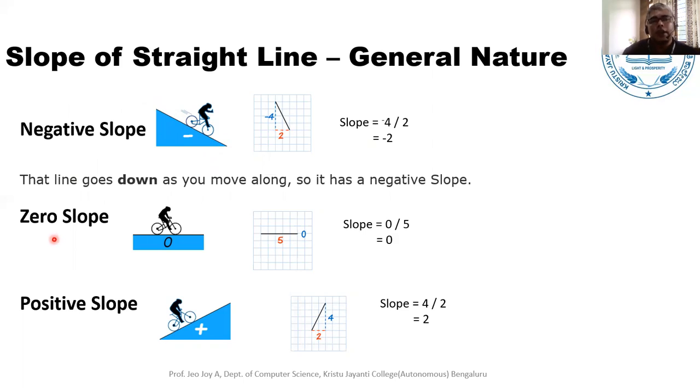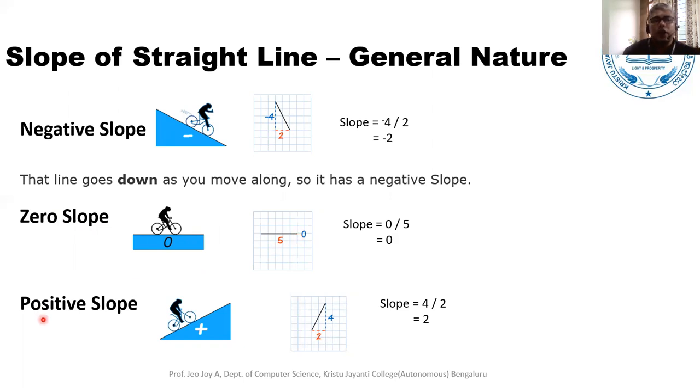Now there are lines with zero slope, the strictly horizontal straight lines like this. Here y2 minus y1, the numerator, is going to be 0, and x2 minus x1 is some other numerical quantity. Such straight lines are considered lines of zero slope. They are purely horizontal straight lines which are parallel to the x-axis.